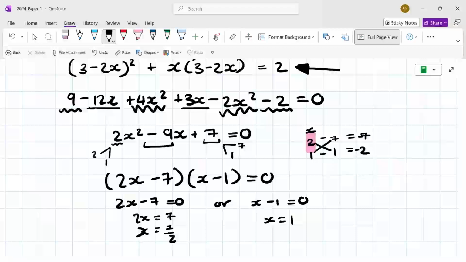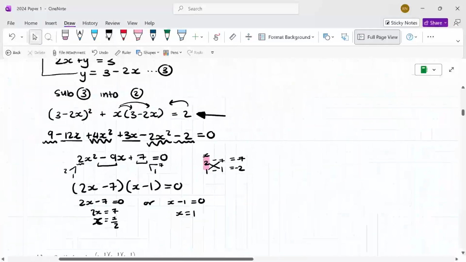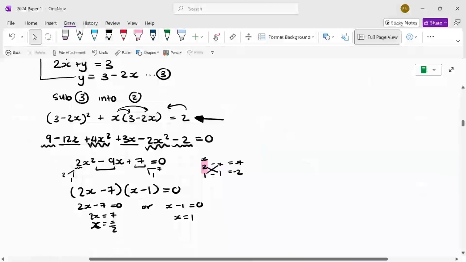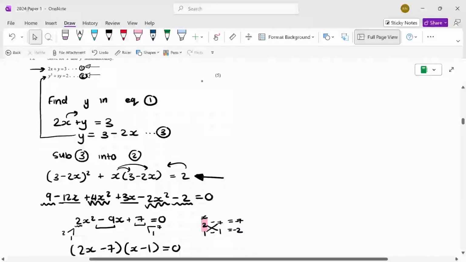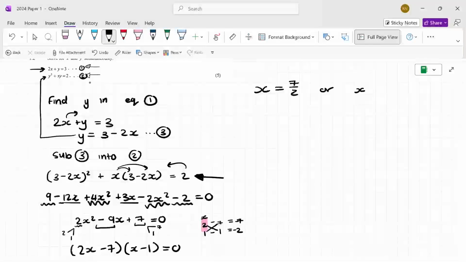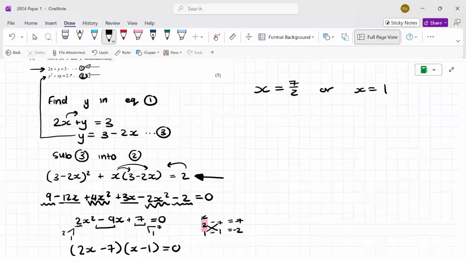Now, these are just my x values. I found my x values now. I need to find my y values. So here we're given that we've just found that x equals 7 over 2, or x equals 1.